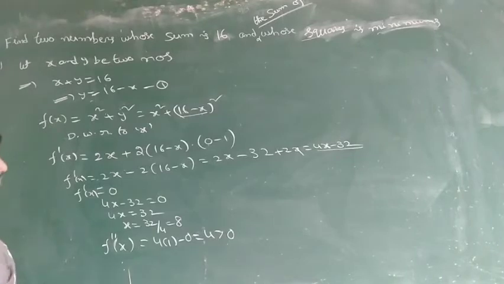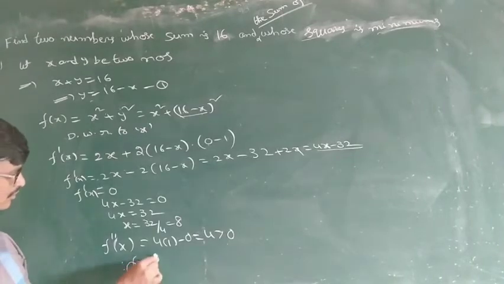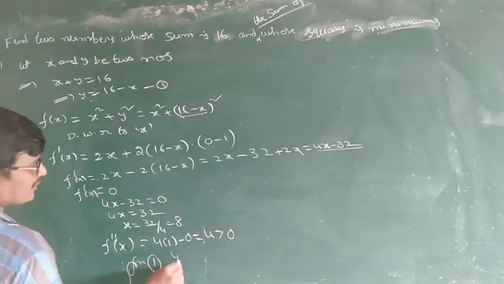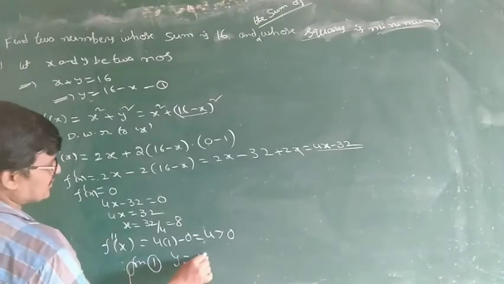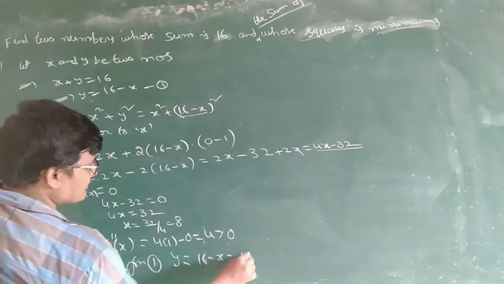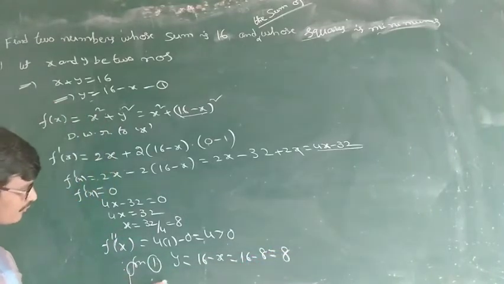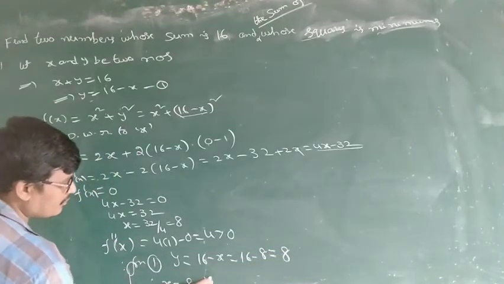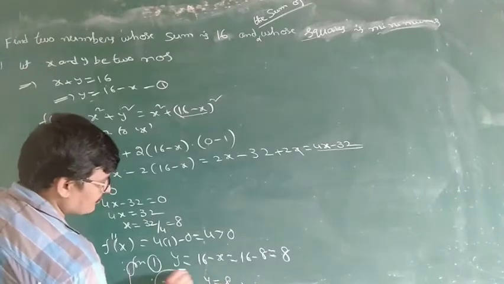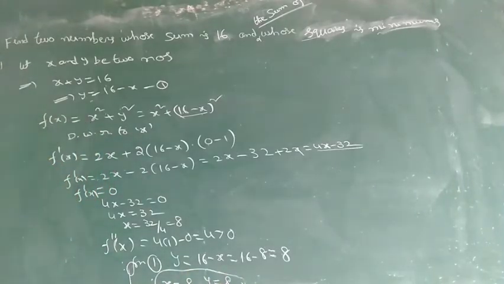So from equation 1, y is equal to 16 minus x. What is x? 16 minus 8 is equal to 8. Therefore, x is equal to 8, y is equal to 8. This is a very simple question.